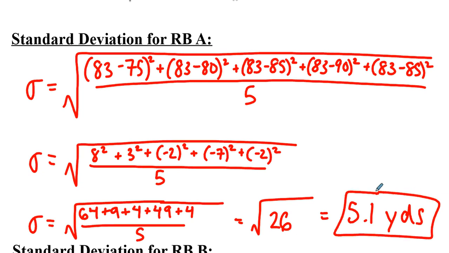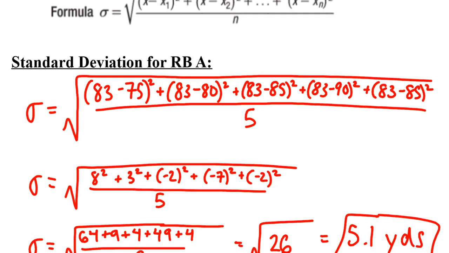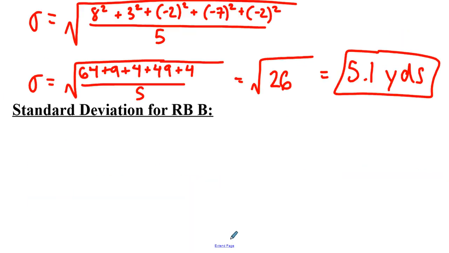What that means is, on average, running back A was usually no more than 5 yards away from his average game of 83 yards. So that's pretty consistent. He was usually no more than 5 yards above or below is what we're saying. We'll see more of that here in a moment. That's how I can get the standard deviation for A, 5.1 yards.